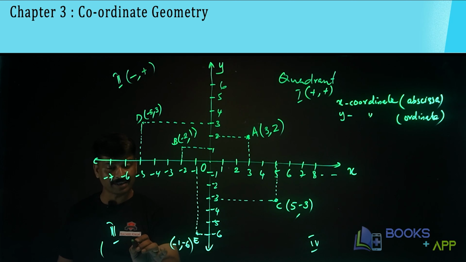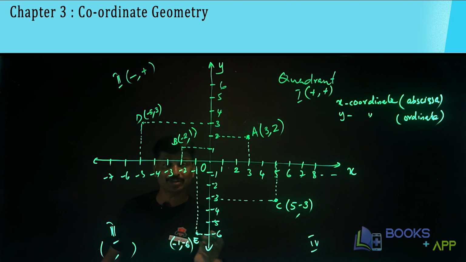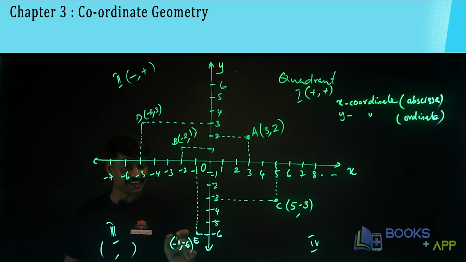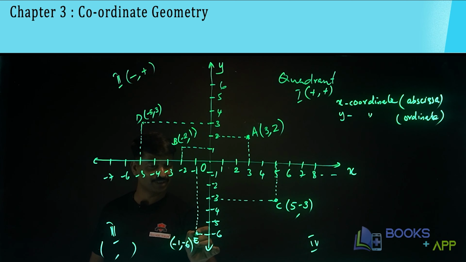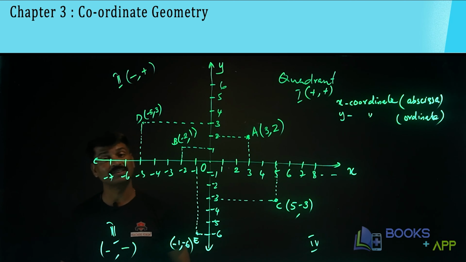Now in the third quadrant, if you take any points, you see, its x-coordinate will be what? Always negative. And what about the y-coordinate? That is also negative. So both will always be negative.